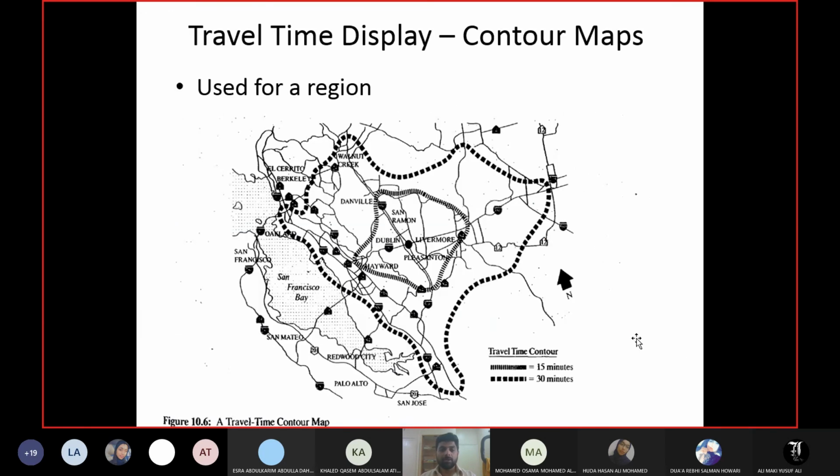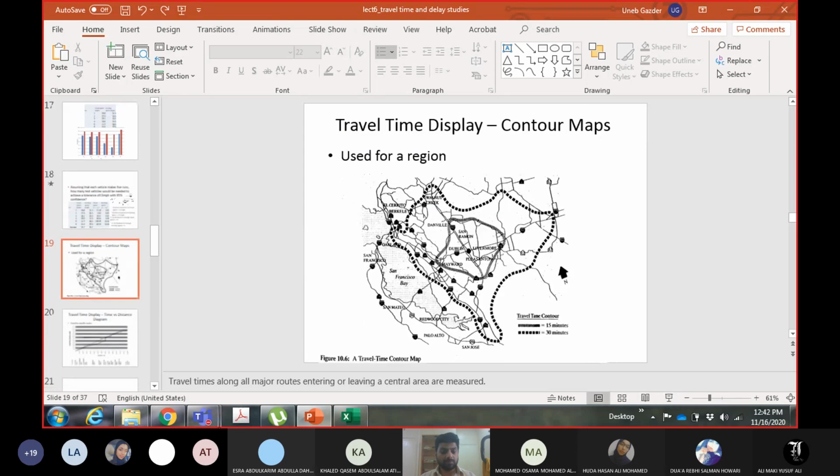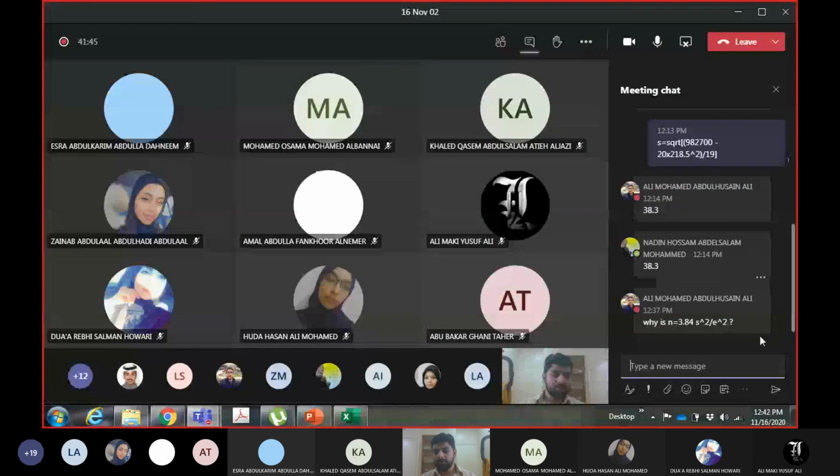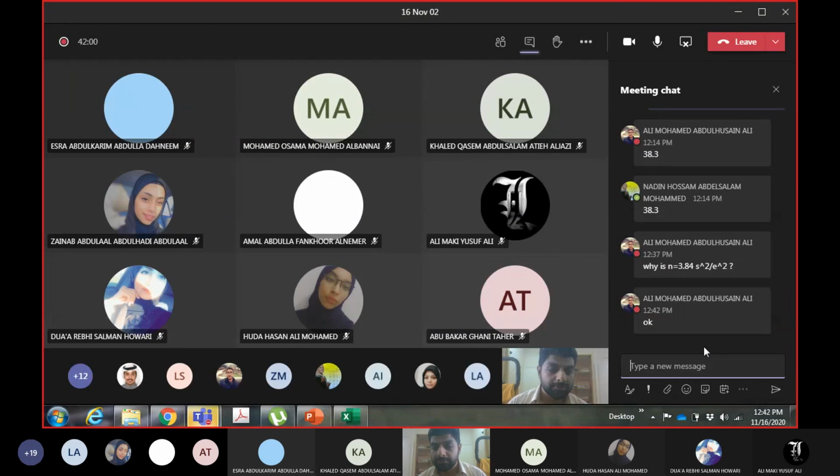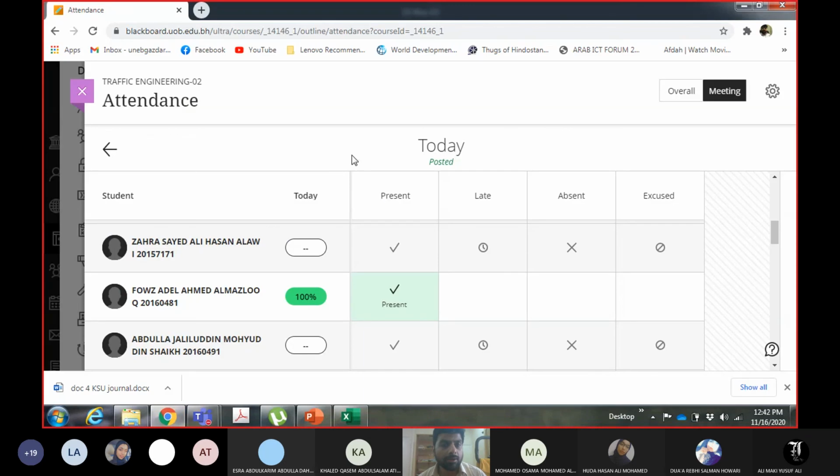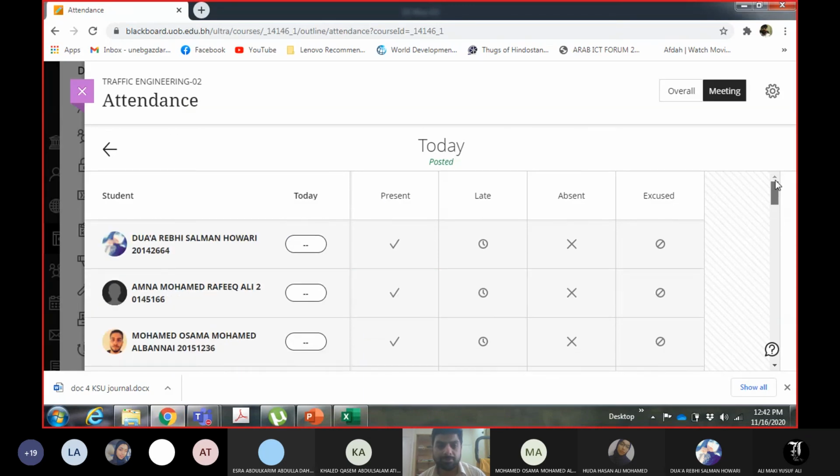Okay. Now I will stop here. If you have any questions, you can ask me. Ali, I think I already answered you. You have to go back to the slides of spot speed for the derivation. But this is the equation we have for calculating sample size for 95% confidence. Any other questions? Okay. I'm going for the attendance.